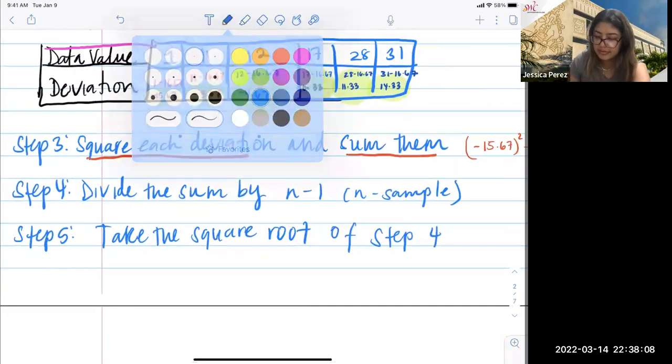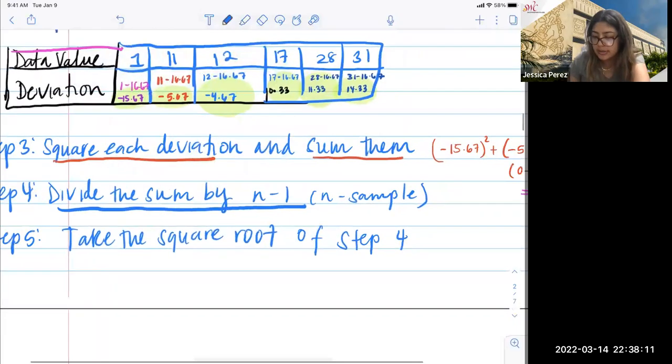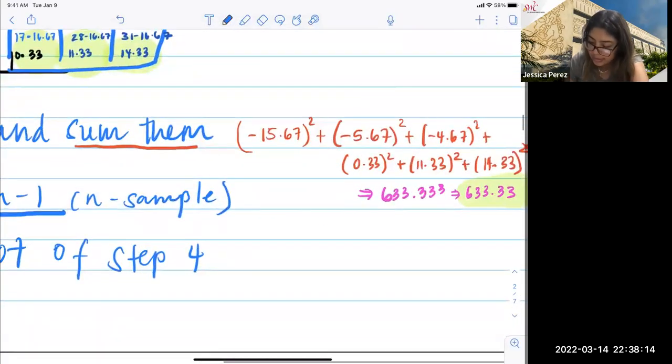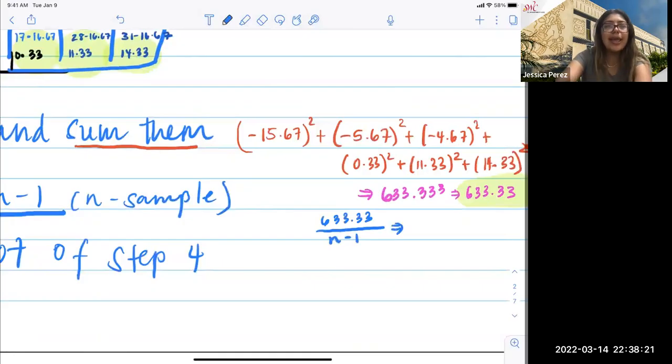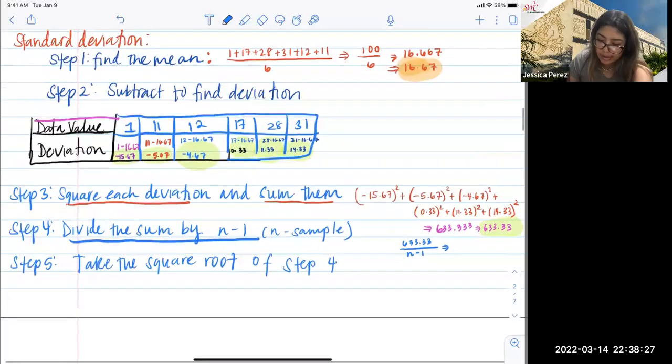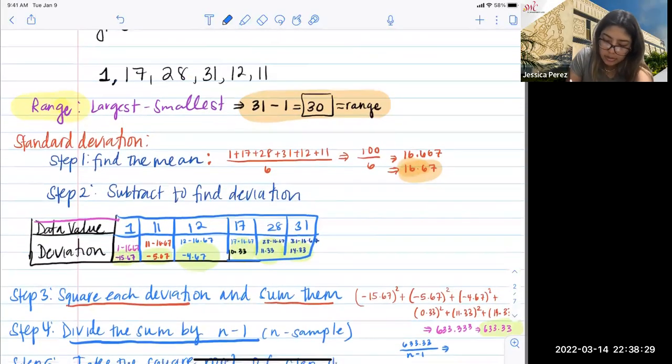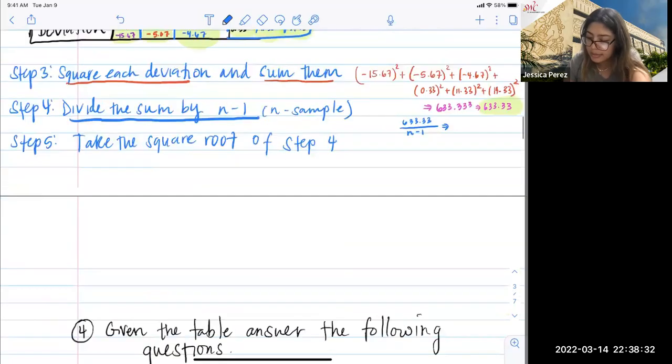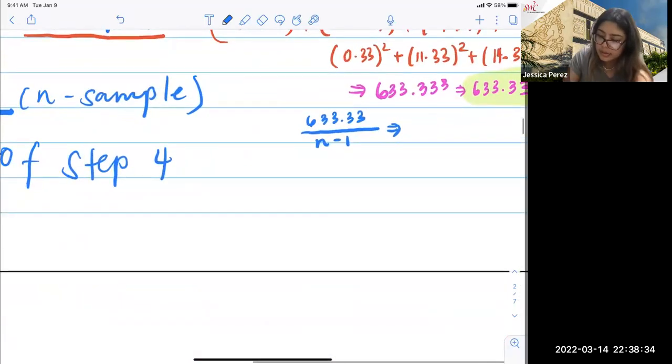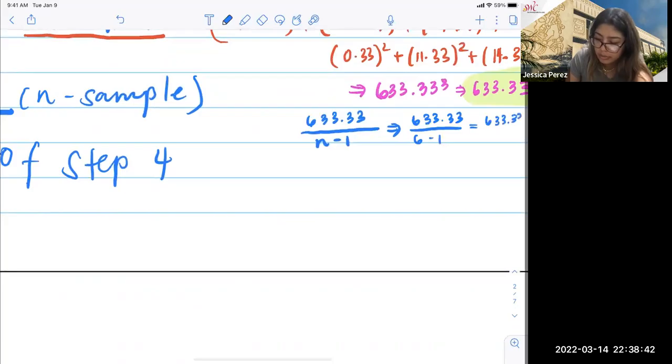Now I have to divide the sum by n minus 1. So I'm going to take the 633.33 divided by n minus 1. Well, what is n minus 1? N is the number in your sample. You have how many samples? You have 1, 2, 3, 4, 5, 6. So n minus 1 would be 5. So 633.33 divided by 6 minus 1, 633.33 divided by 5. It's going to give us a number.